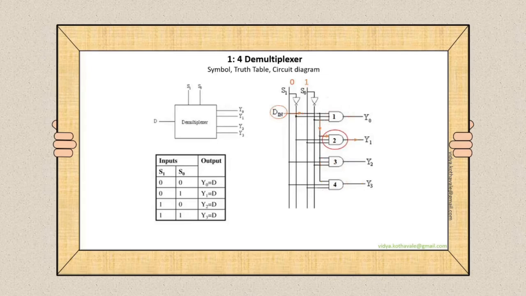This is how, depending upon the select line inputs, we can decide as to on which output line the input data will appear. This is how the 1:4 demultiplexer functions.